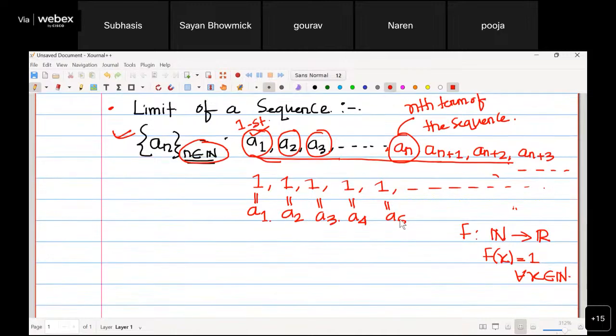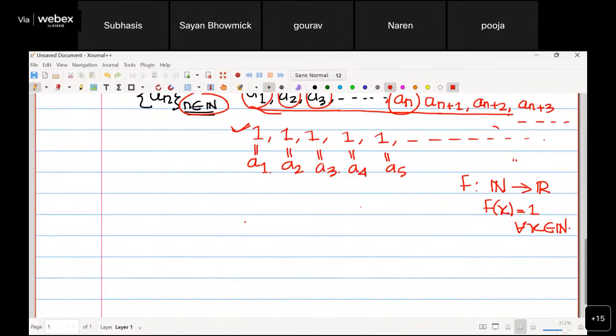But if I simply write 1, then 1 is not a sequence, because there is nothing after 1. This is just my A1. But then what is my A2? There is nothing for my A2. So this can't be a sequence. But I can create a sequence just from a single number.